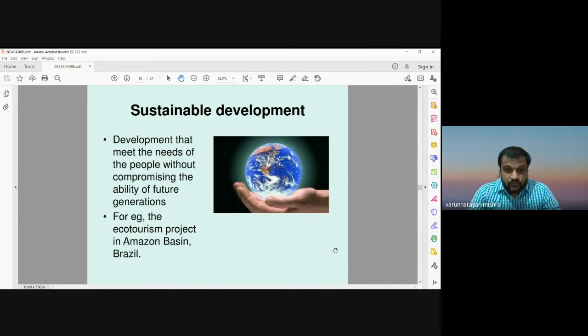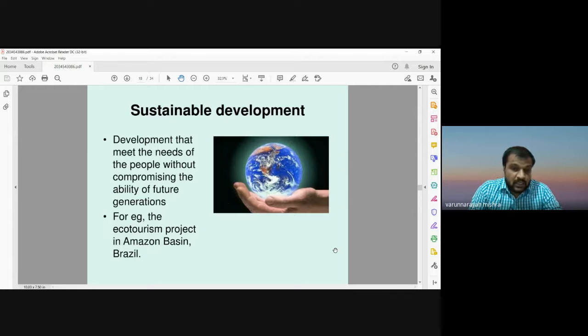We have to use natural resources for development in the current time, and we should also not compromise the ability of future generations. We have to work in such a way that natural resources will be left for the future generation, so that they can use them for their needs in the upcoming future. So this is the basic definition of sustainable development.